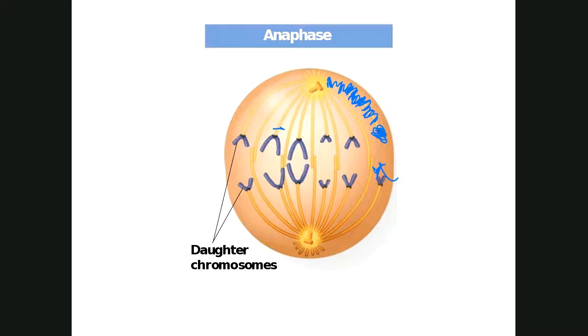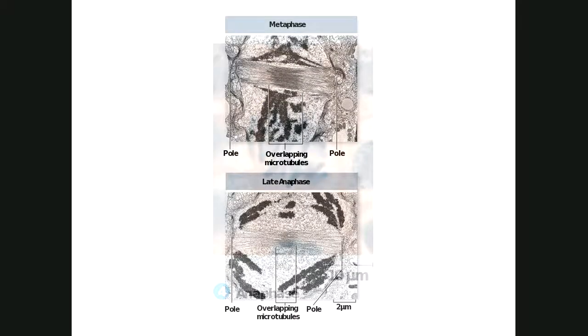So that's an important checkpoint, isn't it? You want that M checkpoint to make sure that everybody gets the right number of chromosomes.